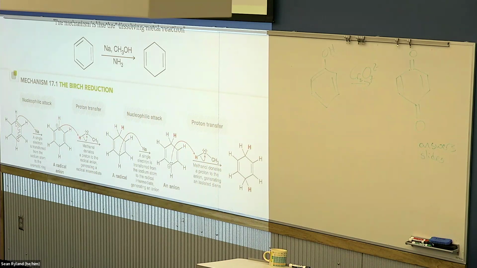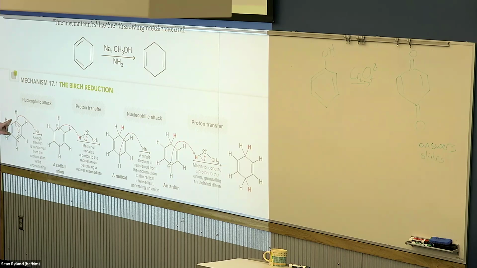And you do see there are some similarities to the dissolving metal reaction. And the interesting thing here, the thing that makes this a really tricky mechanism, is that it is a free radical mechanism. Right, because sodium only has one electron to give. If it's going to give it to the benzene ring, it has to do it one electron at a time.